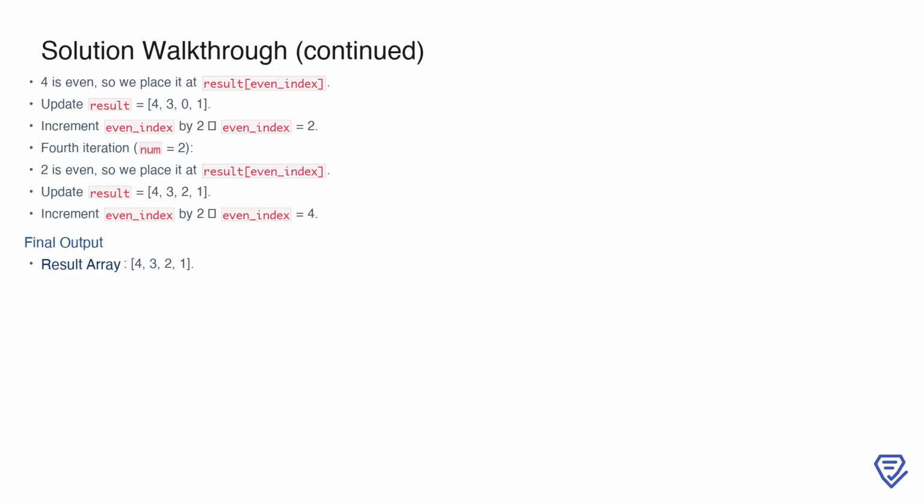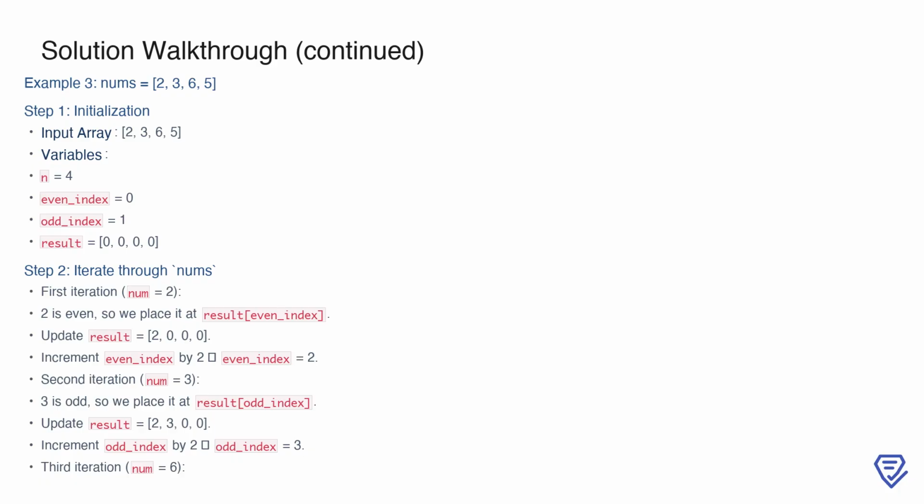Finally, we process the last number in the array, which is 2. Since 2 is even, we place it at result[even_index], which is position 2. This updates the result array to 4, 3, 2, 1. We increment even_index by 2, making it 4. At this point, all numbers in nums have been placed, and the final result array is 4, 3, 2, 1. This array successfully alternates even and odd numbers at the correct indices.